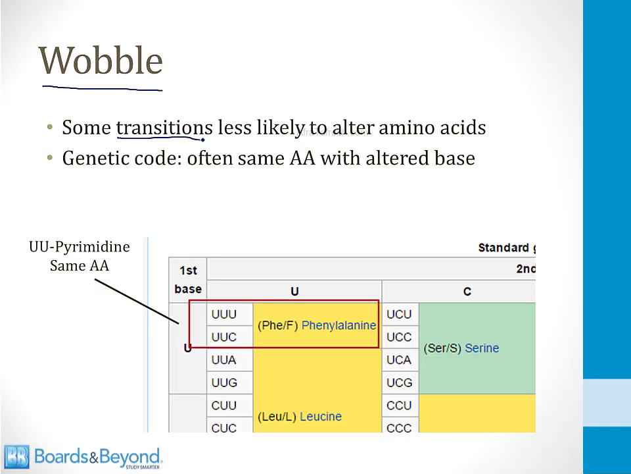The reason for this is because our genetic code often codes for the same amino acid with an altered base in the third position. For example, let's imagine that we have a piece of RNA with a UUU, and there is a transition point mutation, and the third U becomes a C. This is a transition because we're swapping one pyrimidine for another. This transition, however, will not change the resultant amino acid because both UUU and UUC code for phenylalanine. In other words, UU and any pyrimidine will code for the same amino acid. This phenomenon is called wobble, and because of this, some transitions are less likely to alter the resultant amino acid and change the protein that results from that mutated piece of DNA.